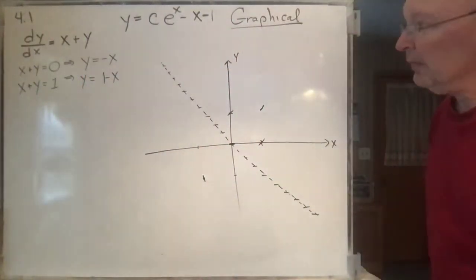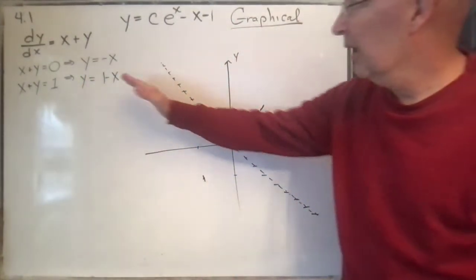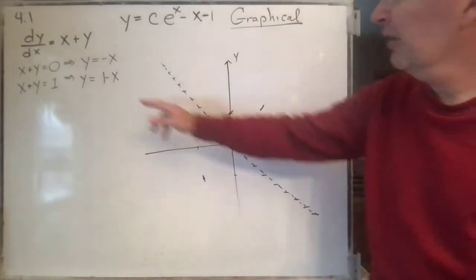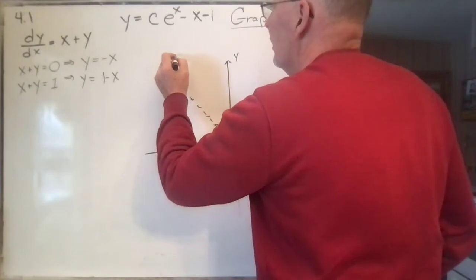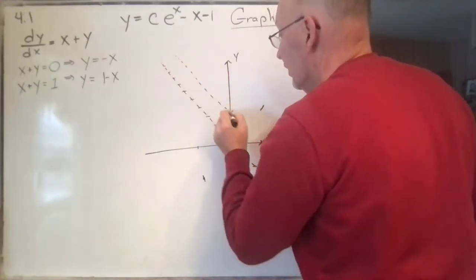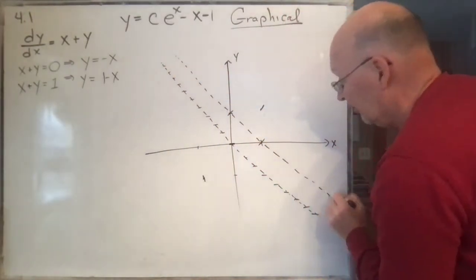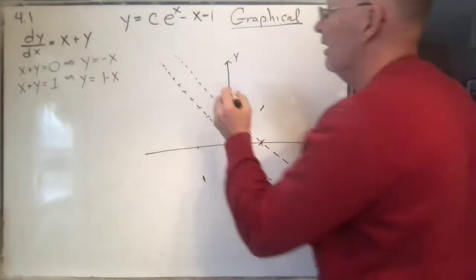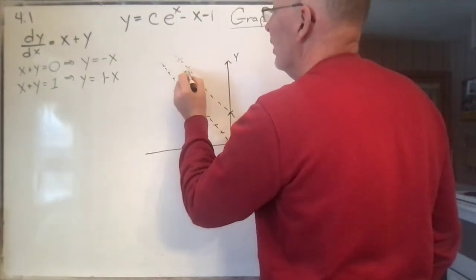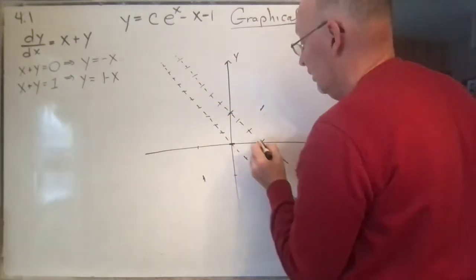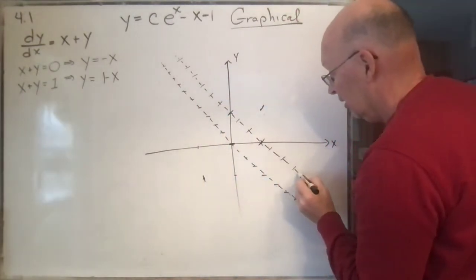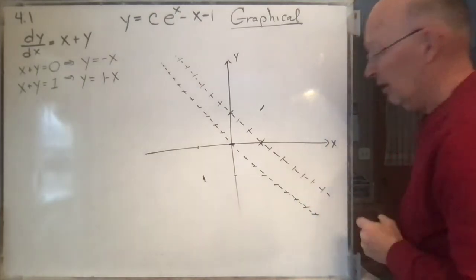Agreed? And that's going to be a line with the same slope as this one, but it's going to have a y-intercept of 1 right here. So it's going to be a line parallel to the previous one. It's going to look like that, and along that line, the slope is always equal to 1. Looks something like that.